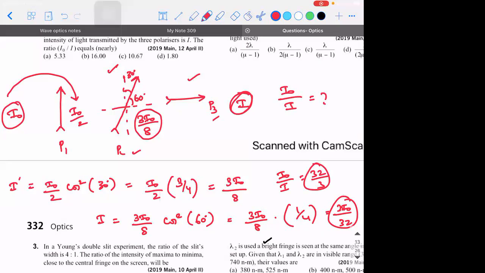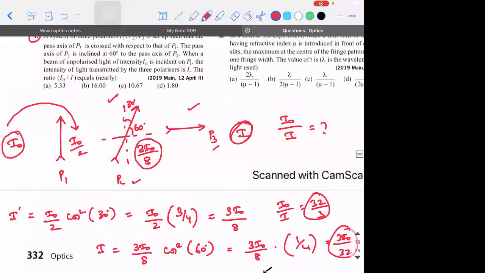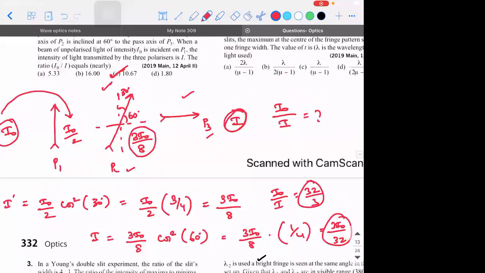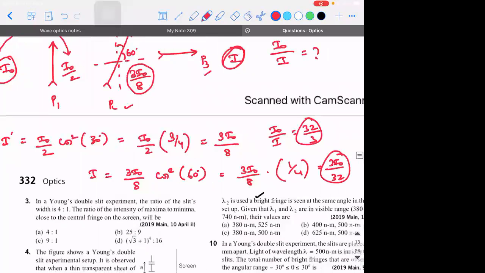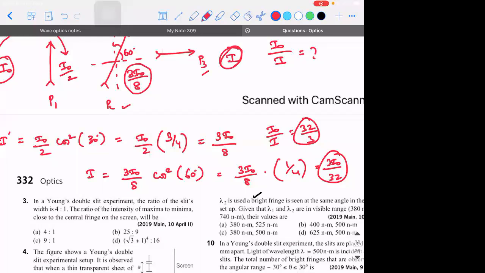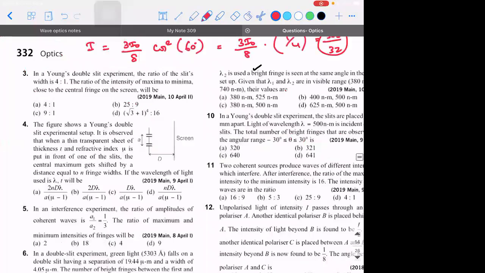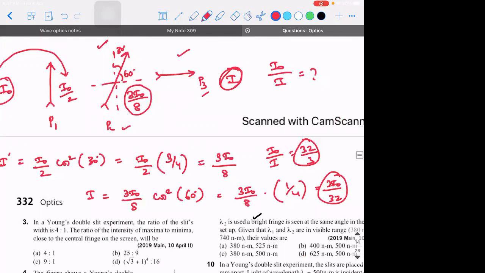32 by 3 is how much? There is no option that is matching. 32 by 3, it's 10 point something. Yes, sir. So that's it. That is how you solve a problem based on polarization. If you have copied it, I'll move on to the next problem. Yes, sir.